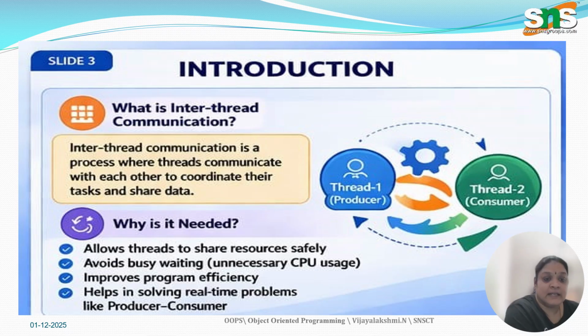What is ITC? Inter-thread communication is a process where threads communicate with each other to coordinate their tasks and share data. A thread is a small task, a small unit of a process. Why is it needed? It allows threads to share resources safely, because the CPU utilization will not be idle. The CPU will keep progressing. It avoids busy waiting time, which improves program efficiency and helps in solving real-time problems like the producer and consumer problem.